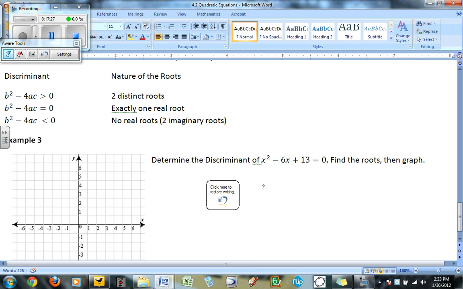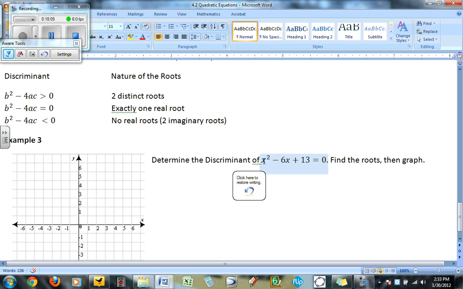So determine the discriminant would be b squared, so 36, minus 4 times a, which is 1, times c, which is 13. So I have 36 and I have 4 times 13, which is going to be bigger than 36, which is going to be 52. So my discriminant is 36 minus 52, which is negative 16. So since it's less than 0, I'm not going to have any x-intercepts. I'm not going to have any roots because it's a negative value underneath my square root. I cannot take the square root of that. So I'm going to have to graph this without any roots, which isn't a big deal.